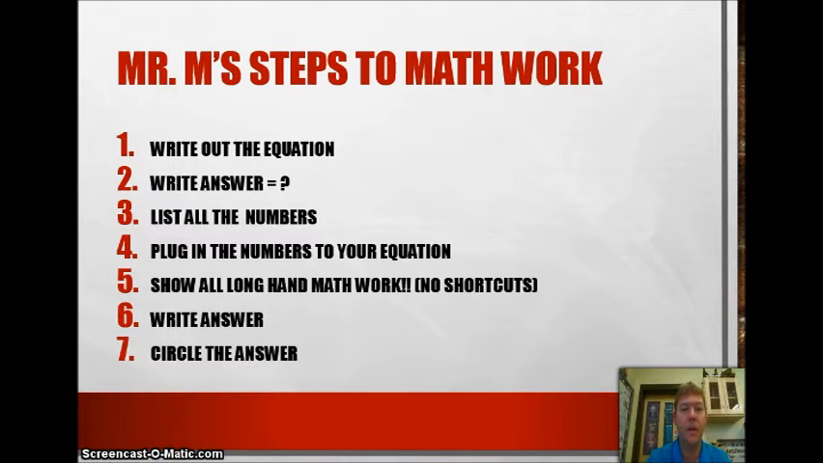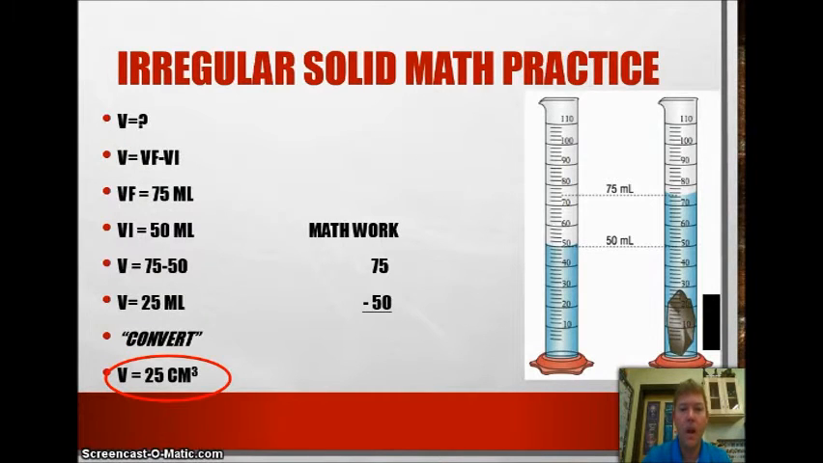So let's do an example so you can see one. Alright, this is how you would set it up. You write V equals question mark because that's what you're solving for. We don't know the volume of the object just yet. This is what I mean by equation. This is what we're going to use to solve the problem. V equals Vf minus Vi. This is where you write out what everything is. So Vf, that's my final volume. I come over here and I look. It's 75 milliliters.